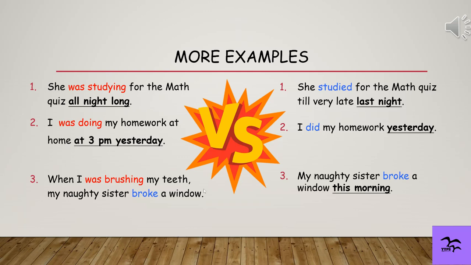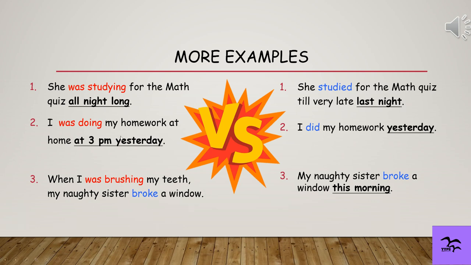Let's quickly look at these three groups of similar sentences. For both sentences number 1: she was studying for the math quiz all night long. The other one is: she studied for the math quiz till very late last night. Both of them are about studying for a math quiz, but the one with past continuous tense focuses on the duration of time, how long she spent studying at night, whereas the one with simple past tense emphasizes how late she stayed up to do her revision.